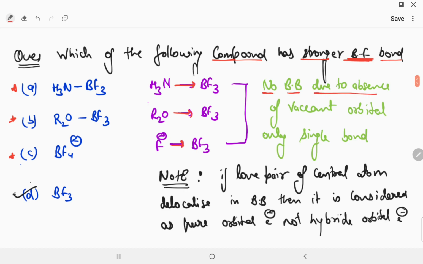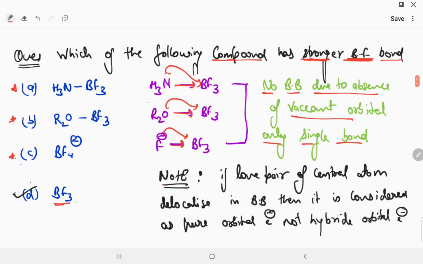There is no back bond due to the absence of a vacant orbital, because this lone pair will donate the electron towards this boron, towards this boron, towards this boron. So they are only a single bond. They do not have partial double bond character. They have only a single bond. Okay. So now understand my point. That's why A, B and C do not show a stronger BF bond, because they have only single bond character.